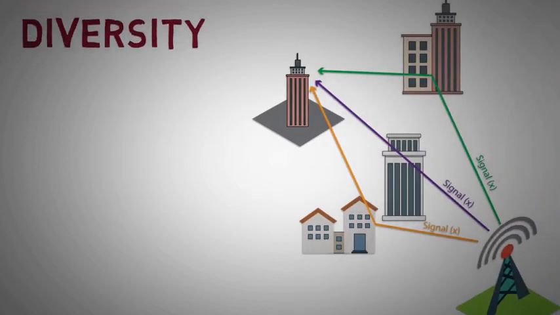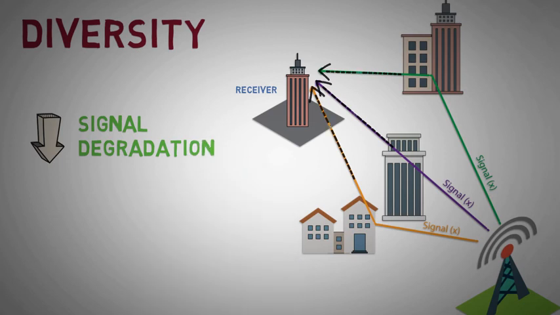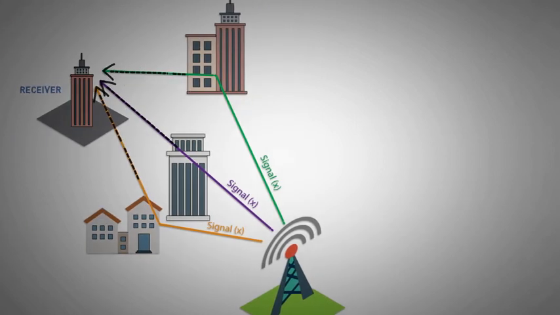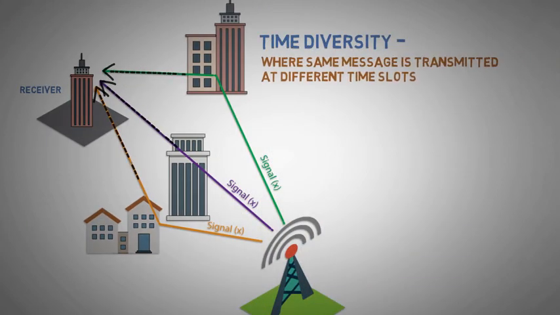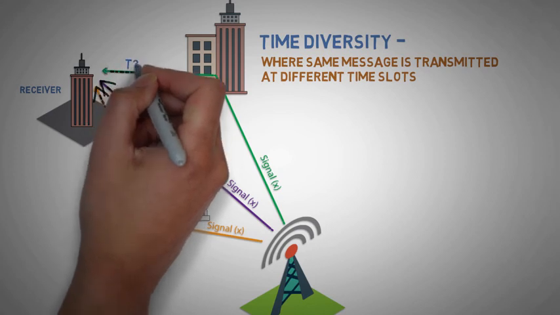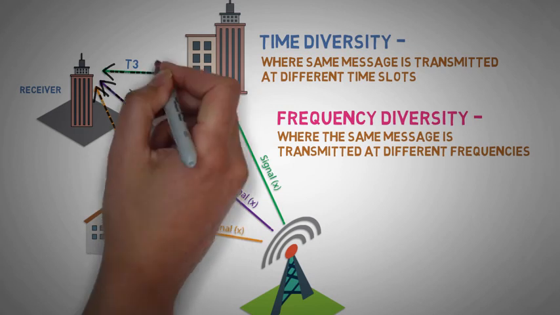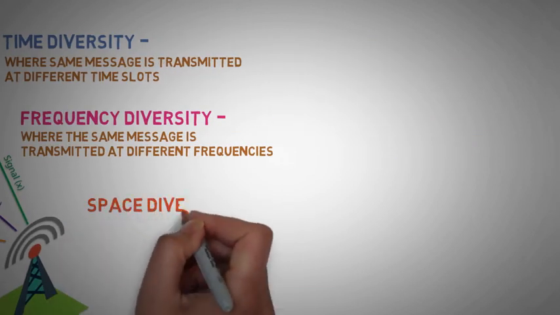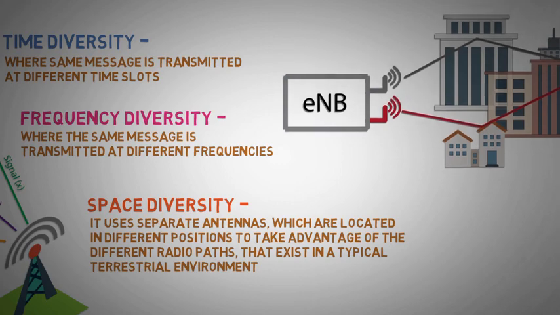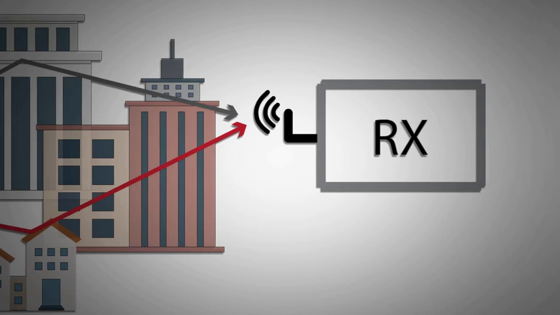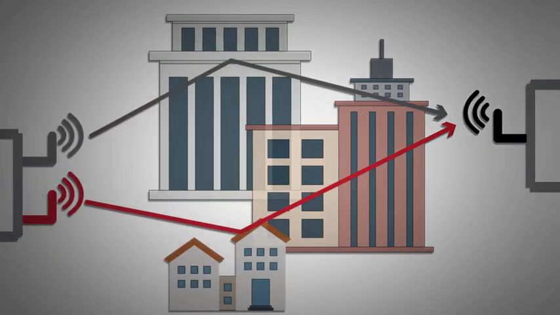The principle of diversity is to provide the receiver with multiple versions of the same signal, which reduces the signal degradation considerably and effectively improves the link performance. This can be done by time diversity, where the same message is transmitted at different time slots; frequency diversity, where the same message is transmitted at different frequencies; and space diversity, which uses separate antennas located in different positions to take advantage of the different radio paths that exist in a typical terrestrial environment.